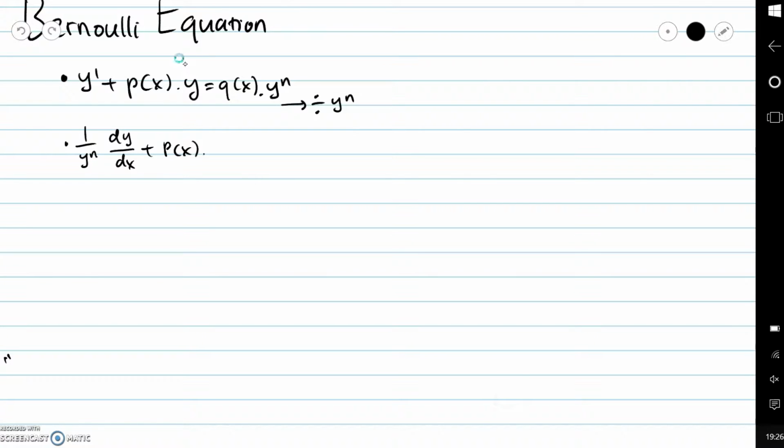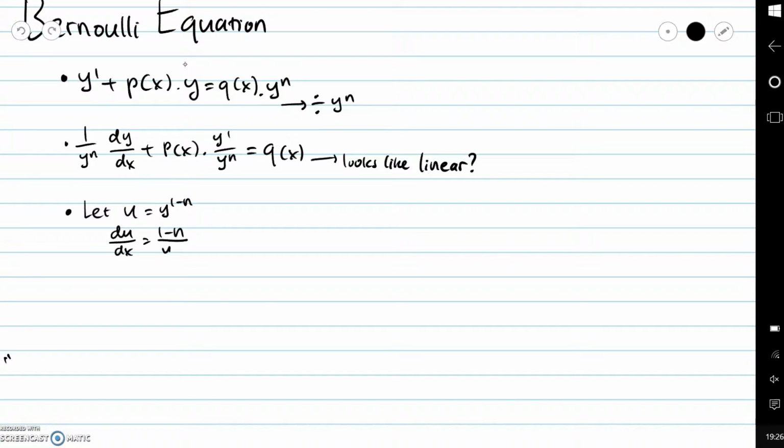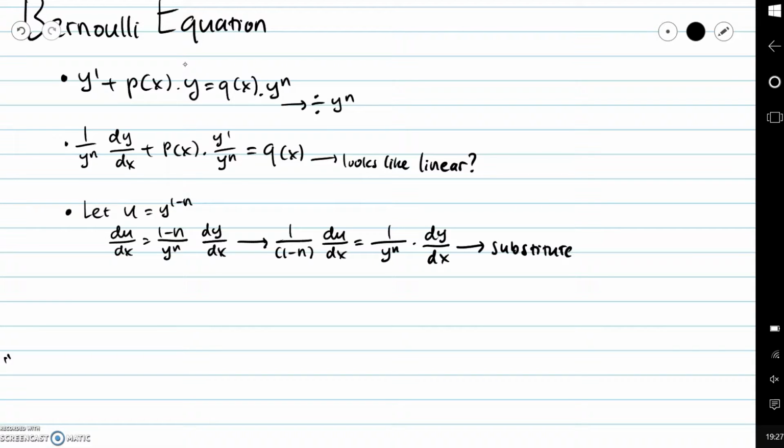The first step in solving a Bernoulli equation is to isolate the y prime. By doing so, we get the standard form, which pretty much looks like a linear equation. Then we let u equal y to the power of 1 minus n and calculate du over dx. After deciding u and getting du over dx, we can substitute them into the equation, making the equation in terms of u and x only. By doing so, we will have a linear equation.